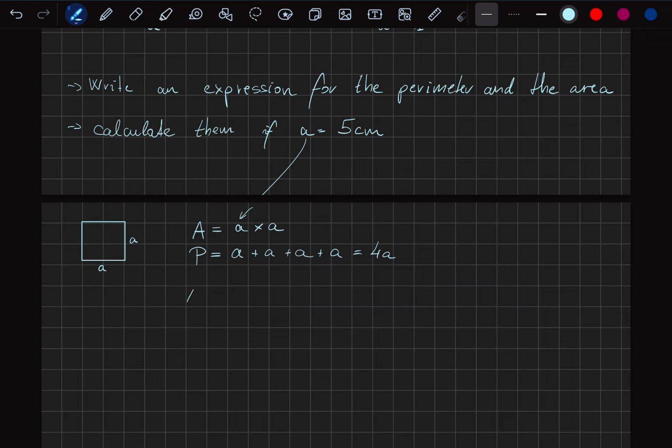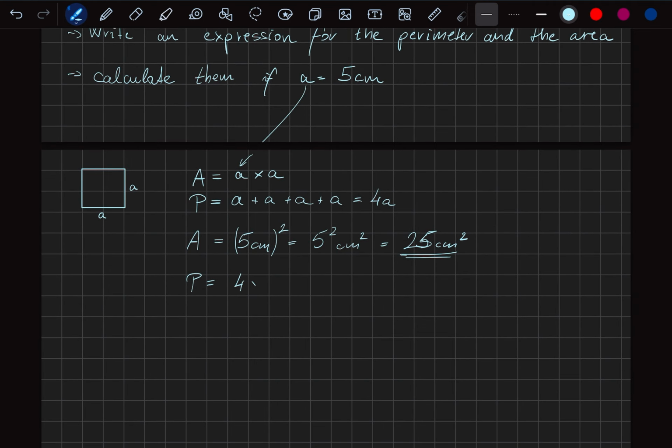So here we will just substitute and calculate. The area is 5 centimeter to the power 2. If I raise a multiplication, I raise the numbers in the multiplication. So 5 squared times centimeter squared, it's 25 centimeter squared. And the perimeter equals 4 times 5 centimeter, it's 20 centimeter.